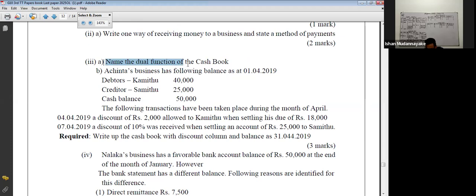Students, these dual functions are applicable. We have discussed this. Look at the textbook. You have a separate note for that one. These dual functions are applicable for the cash book, petty cash book, as well as bank account. Petty cash book also acts as a ledger account and as a primary book. Bank account also the same. Right. Look at the next question, B.